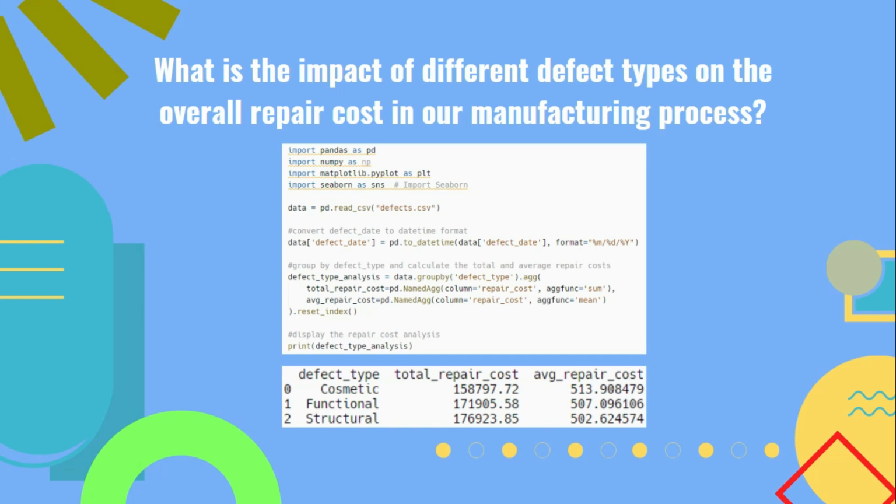reflecting the importance of ensuring product functionality. And finally, we can see that structural defects have the highest total repair cost. The average repair cost is the lowest at $502.62, and this may indicate that while structural defects occur frequently, each defect is less costly to fix compared to other types.